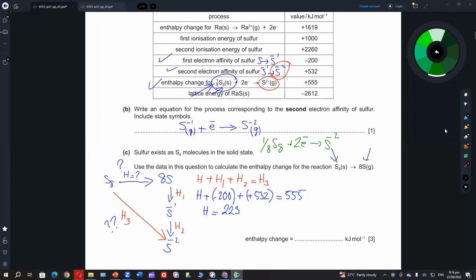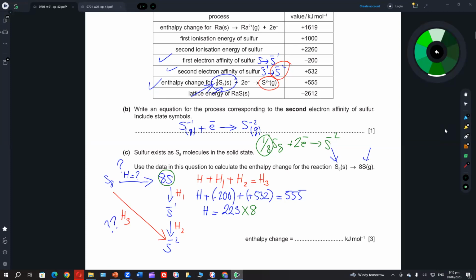Now here is a problem. It is 1/8, right? And the equation we are searching is 8S. So we need a balancing, and we have to multiply our answer by 8. Why do we need to multiply our answer by 8? Because we're getting 8S, but for the first equation, it was 1/8.